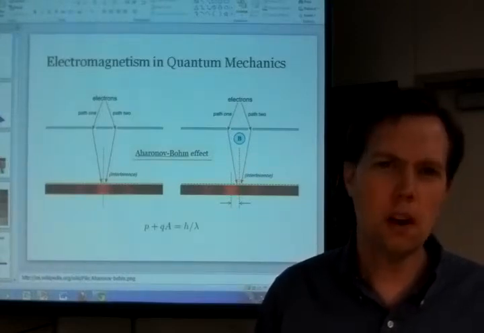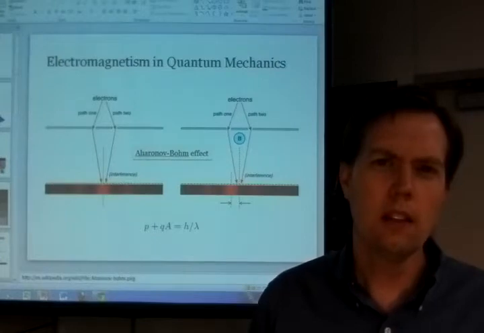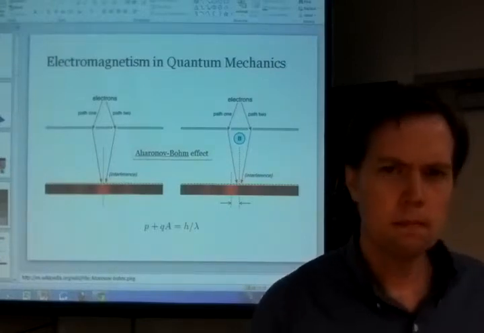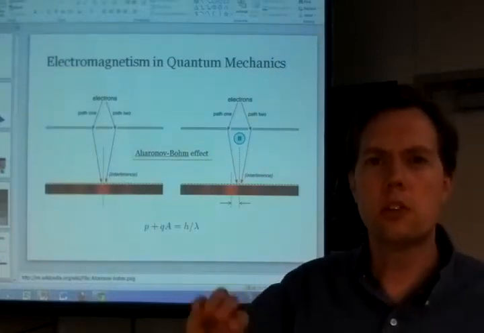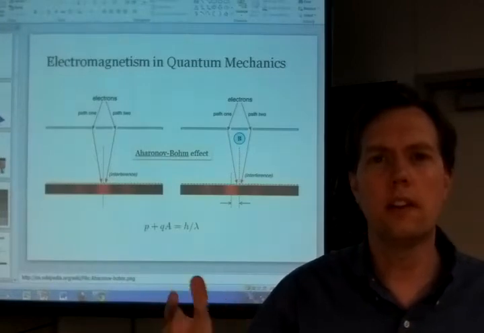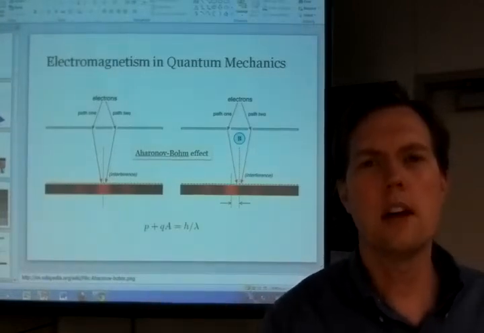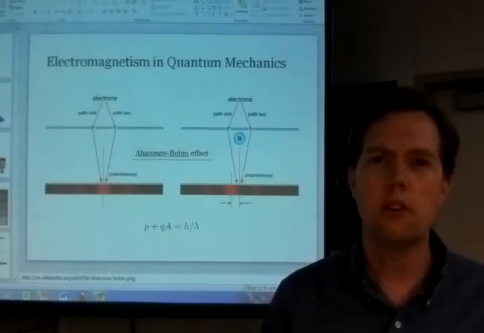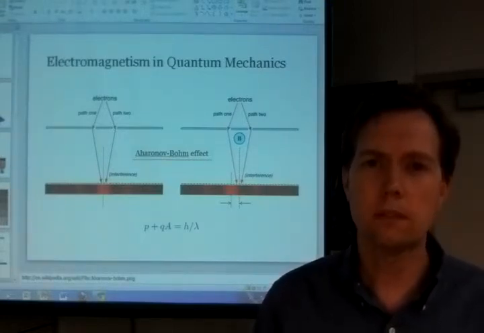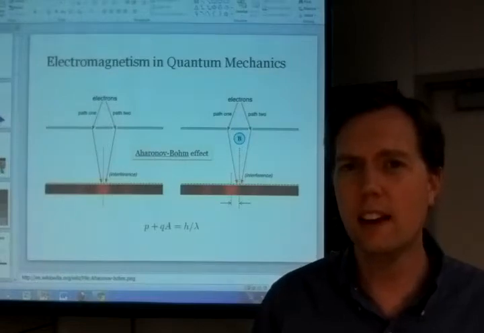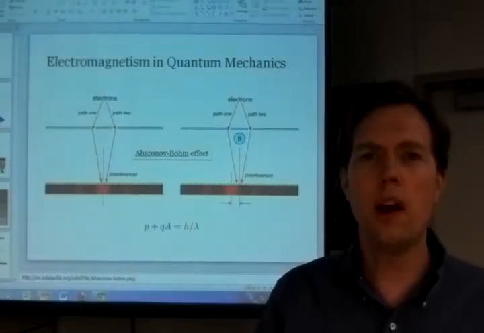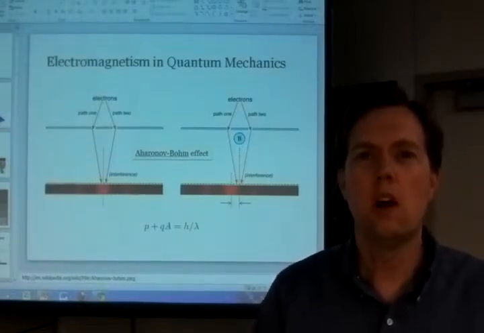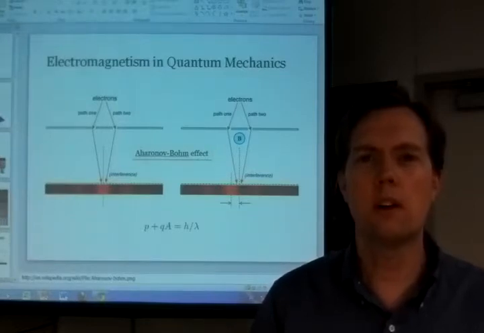But we did touch on it when we talked about how Faraday's law introduces curl into the electric field, that requires us to revise the way the electric potential works, and we have to introduce this magnetic potential. Well, here it is again. It actually affects the wavelength that's associated with these quantum mechanical particles.